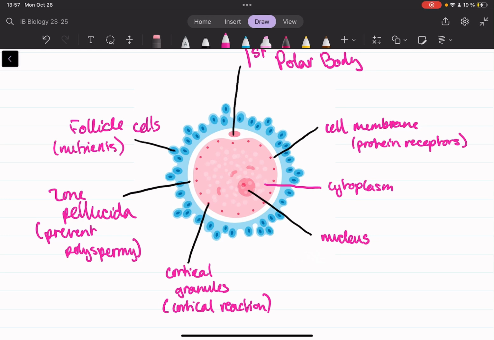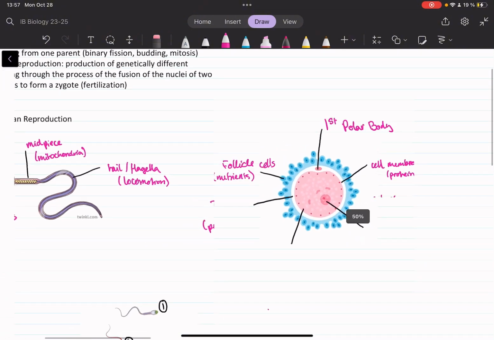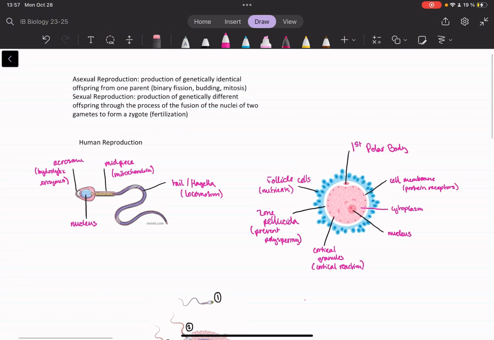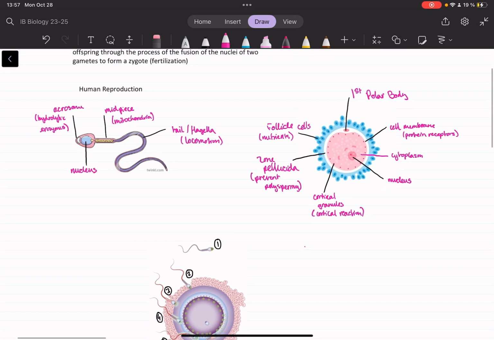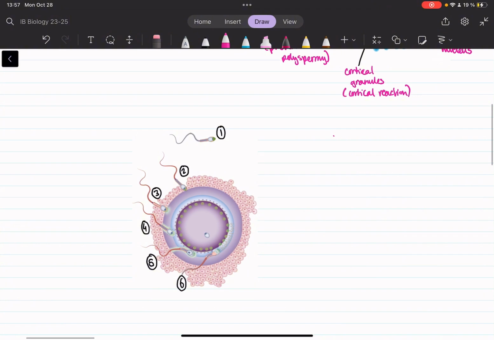And this is also going to provide nutrients for the embryo to grow. So there you go. That is the structure of the two gametes. Now we can move on to the actual process of fertilization. And I like to do that in 6 different steps.